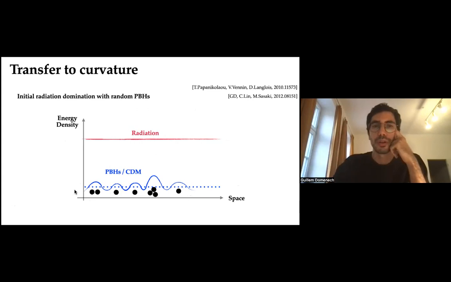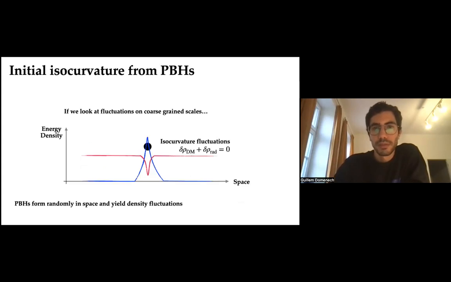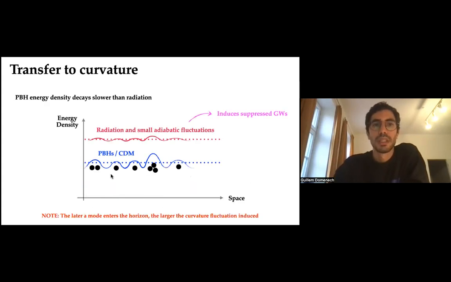And now you evolve the system. Since these primordial black holes behave like cold dark matter, like a pressureless fluid, the ratio of energy densities will increase, and you will have something like this. Now the relative weight is smaller, so primordial black holes start to dominate a little bit more, and all these initial isocurvature fluctuations start to source adiabatic fluctuations. The amplitude of fluctuations is proportional to the energy density ratio. So in the beginning, it will be small, so you will generate gravitational waves, but with a suppressed amplitude.